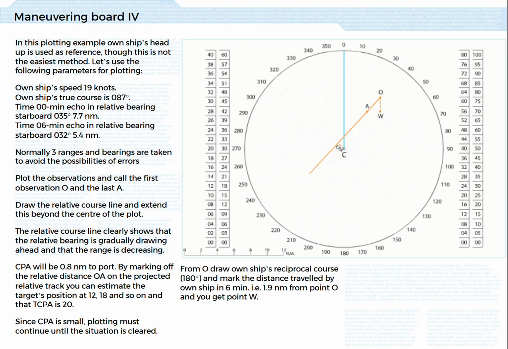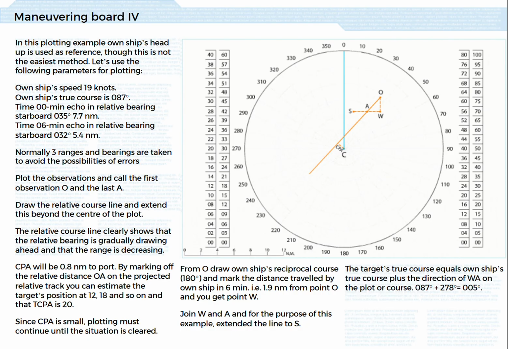From O, draw own ship's reciprocal course, which in this example is 180 degrees, and mark the distance travelled by own ship in 6 minutes, i.e. 1.9 nautical miles from point O, and you get point W. Join points W and A, and for the purpose of this example, extend the line to point S.